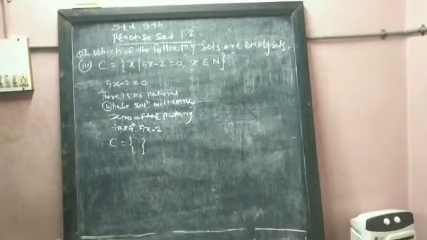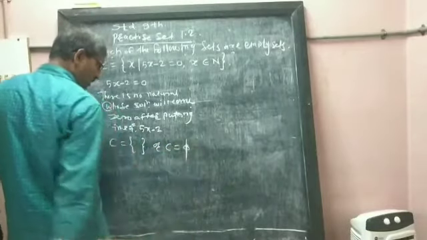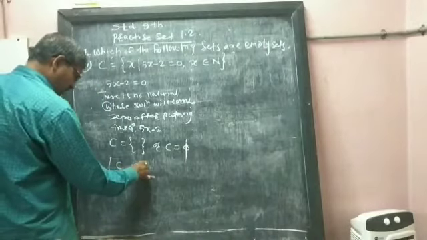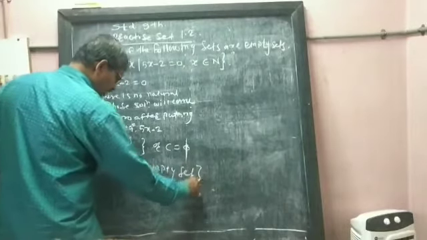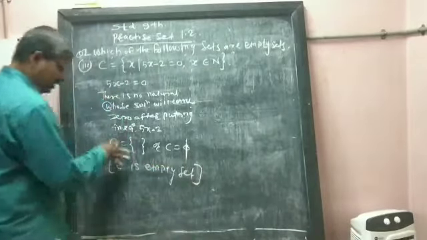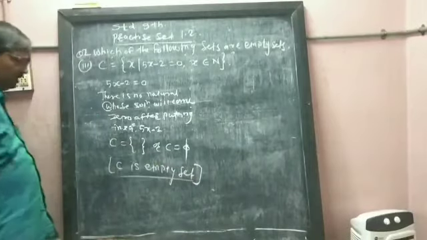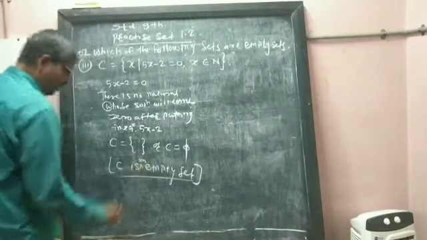C is an empty set, or C is equal to the null set. In short, again here also C is an empty set. Empty set, null set, no change at all. Meaning is the same. Directly you may write this: C is an empty set.